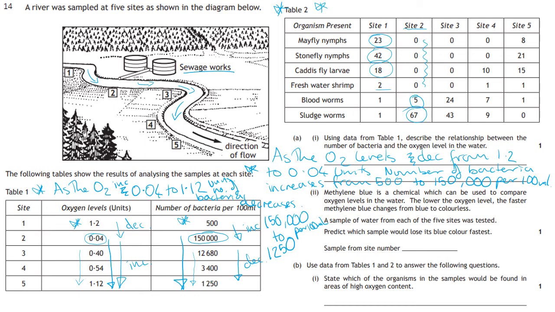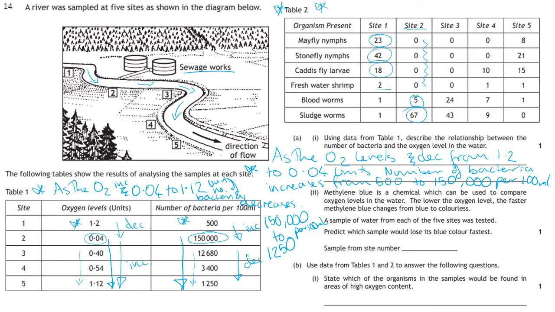Okay. Part 2, it says methylene blue is a chemical which can be used to compare oxygen levels in the water. The lower the oxygen level, the faster the methylene blue changes from blue to colourless. A sample of water from each of the 5 sites was tested.